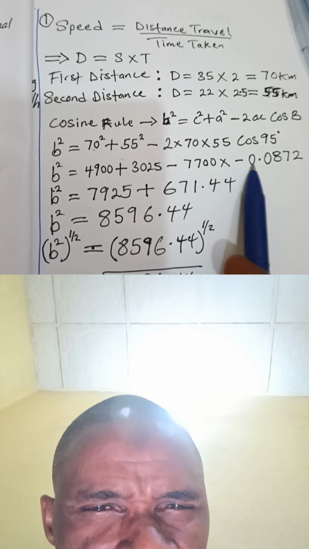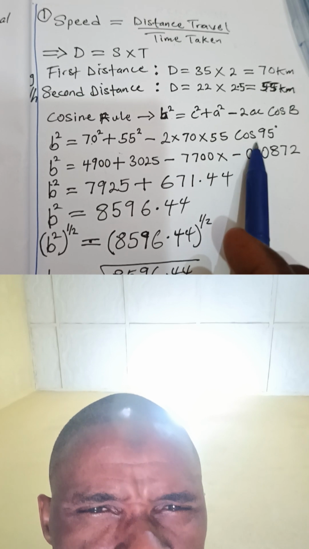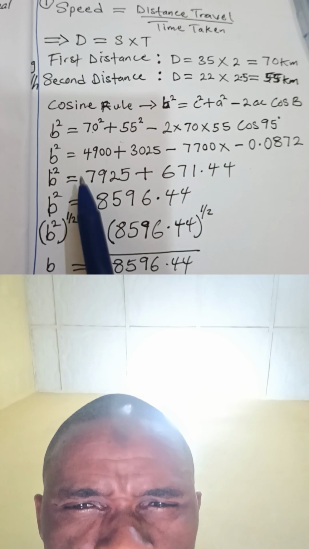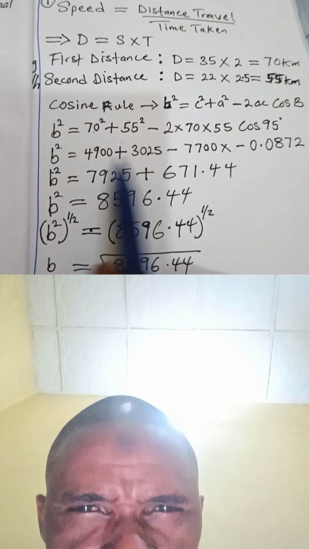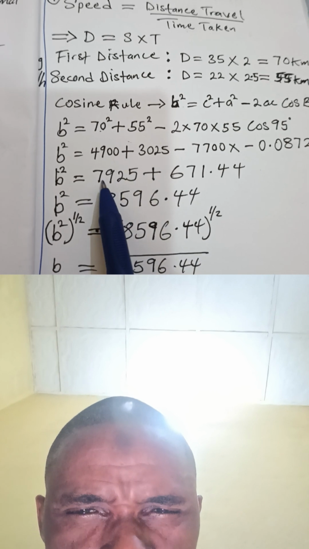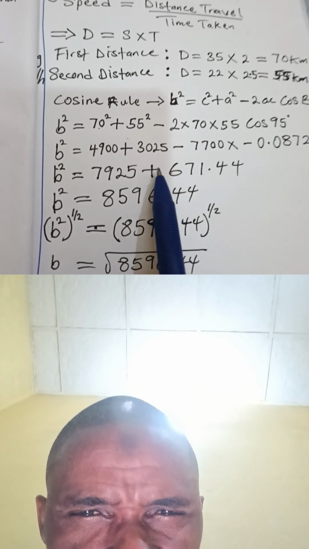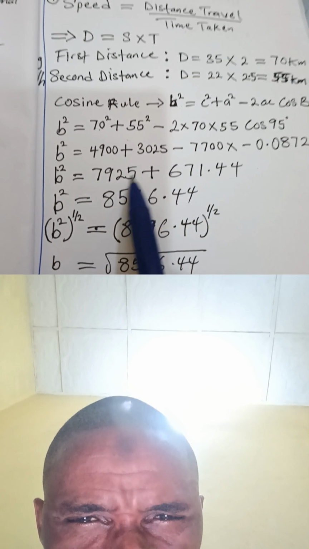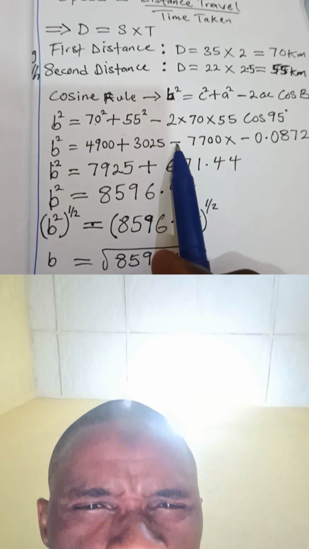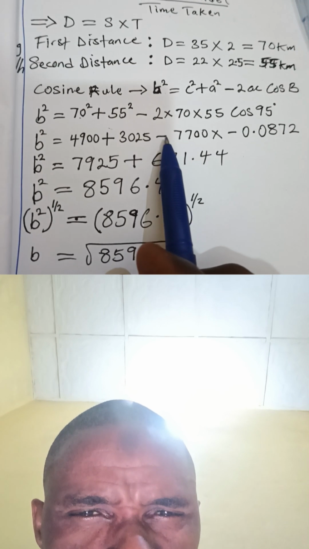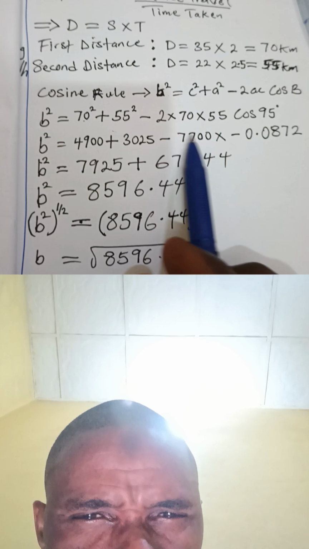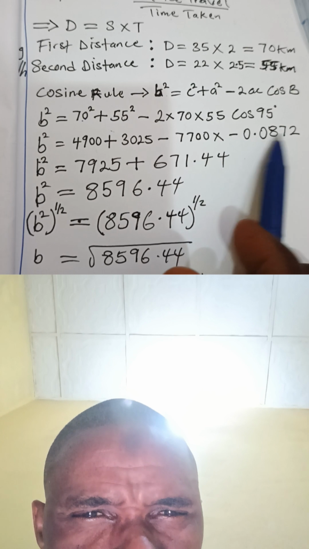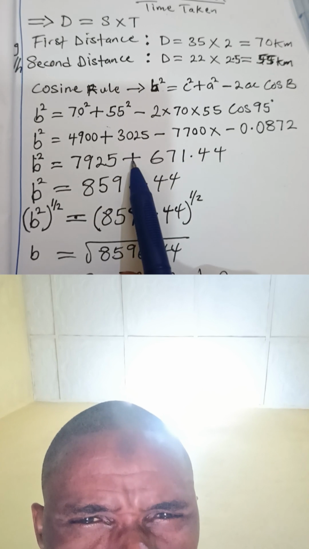You find cos 95 is negative 0.0872. Why is it negative? Because this is the second quadrant, and cosine is negative in the second quadrant. Then you come back here, b squared, and you add these two together, it's going to give you 7,925 plus. Why is it plus here? Because you are multiplying minus 7,700 by minus 0.0872, and minus times minus is plus. That's why you have plus.